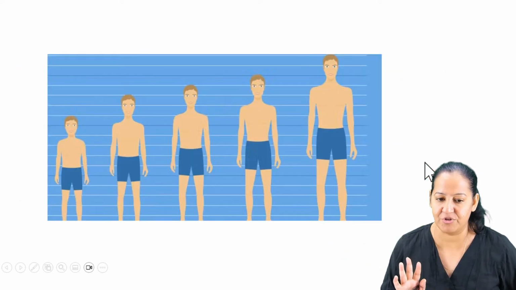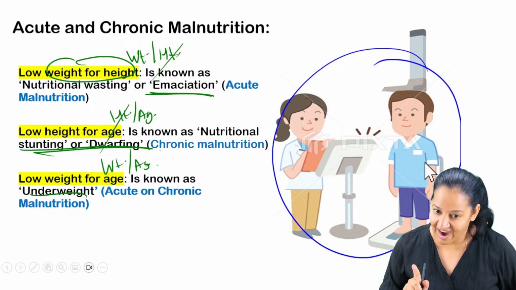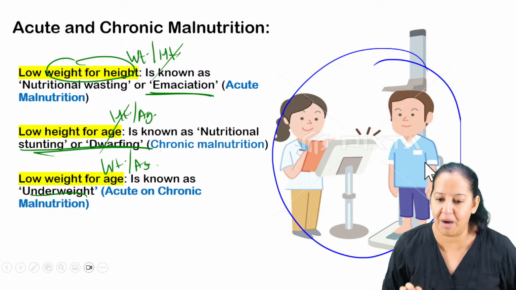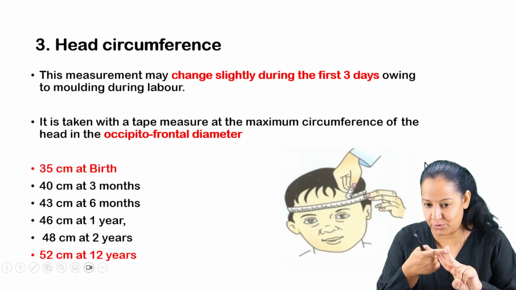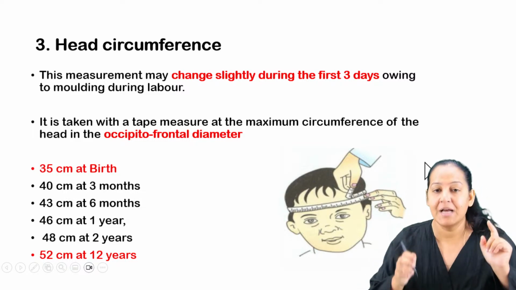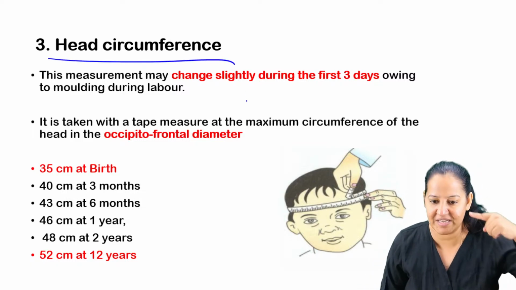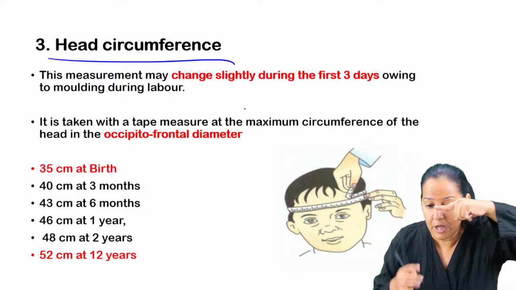So the three types of malnutrition. We are done with weight. We are done with height. Based on weight and height, we are done with malnutrition. Coming to the third thing. Weight done, height done. The third thing is the head circumference. So we have to take the head circumference. Where has it to be taken? Here. What is the level?